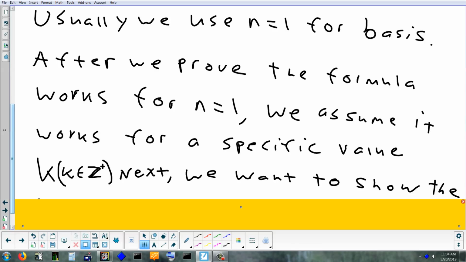Okay, so assume that it works for any specific value. If you want to keep it simple in your head, just say, okay, I know it works for at least the value that I just checked in the first step. I checked it and it worked. Just think of it that way.